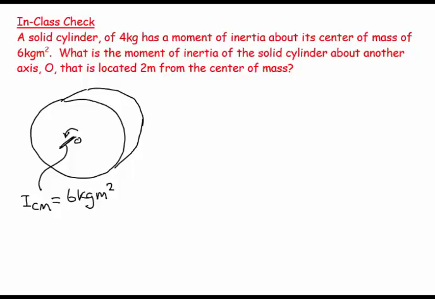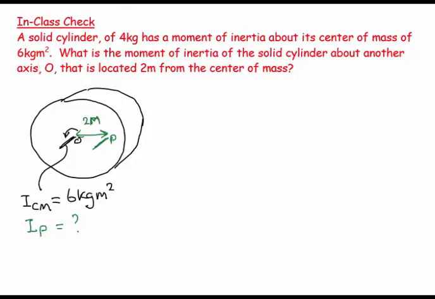And then I'm saying, well, supposing that you're not going to rotate about that center of mass. Suppose we're going to rotate about an axis that is 2 meters away. So this distance there is 2 meters. Let's call this P for parallel. Then I about the parallel axis is equal to, I don't know.